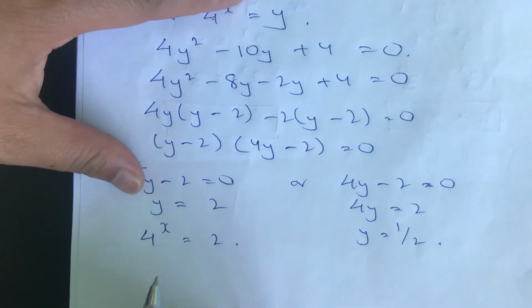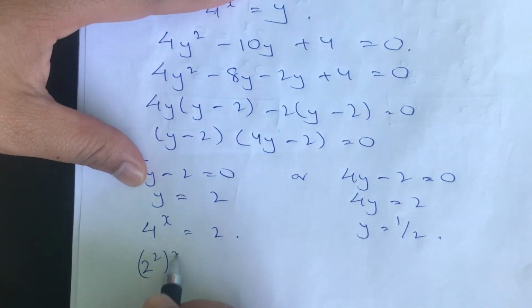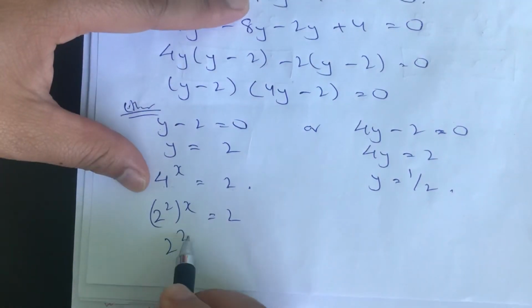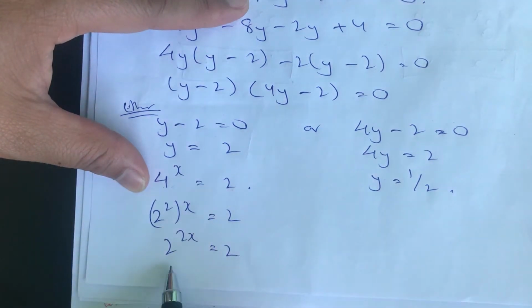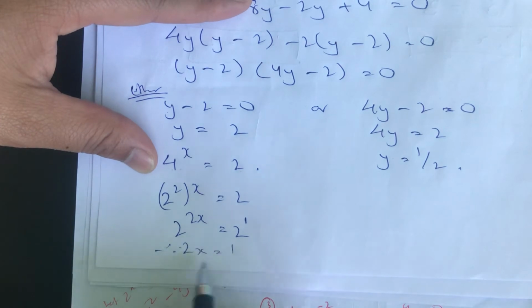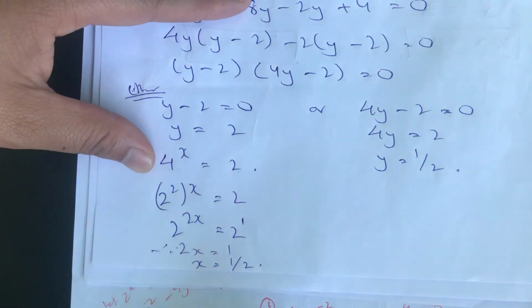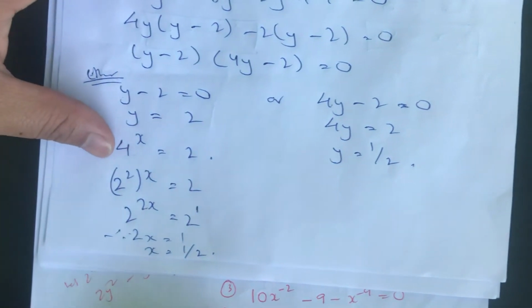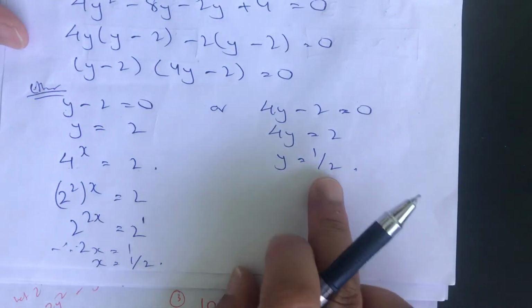So now again, how do I make them the same base? This is 2, this is 4. I can write this as (2 squared) to the power x is equal to 2, and I can write 2 to the power of 2x is equal to 2. Why? We want the same base. Where there's nothing, it means the power is 1. So therefore 2x is equal to 1, x is equal to 1 by 2. So the first answer is this. And the next answer, y is equal to half.